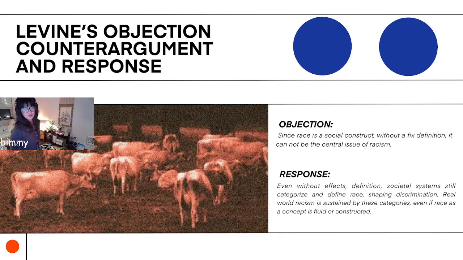But my response to that would be, even without the definition, given the effects that race has had, societal systems still categorize and define race. So even though we have these really nuanced ideas floating in the air about race, we still have systems that define race. For example, the Census Bureau, or when I was applying to UO, it asked me what race I was, and I had to slap the Asian box, thus defining race. I clicked not Hispanic or Latino and Asian. So, real world racism is sustained by these categories even if race as a concept is fluid or constructed. My examples.